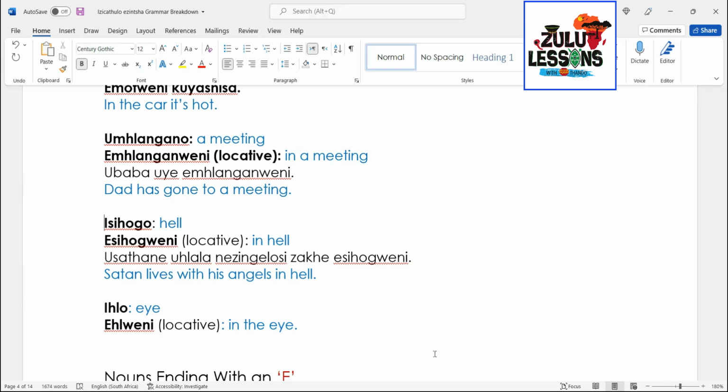So now let's have an example. Look at the example. USathane uhlala nezingelosi zakhe esihogweni. Satan lives with his angels in hell. Esihogweni, in hell. I could simply say, you are going to hell. Uya esihogweni. No, you are not.